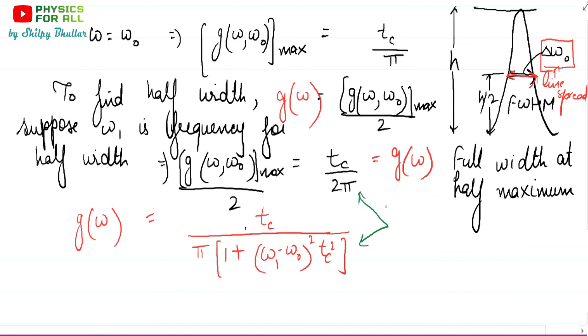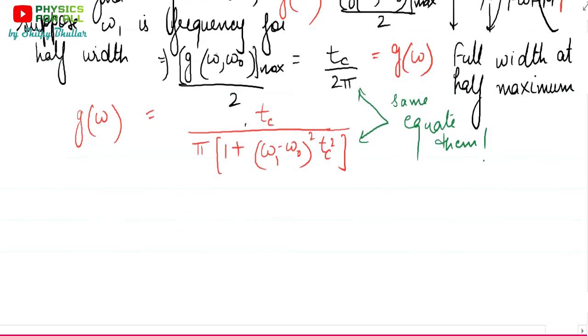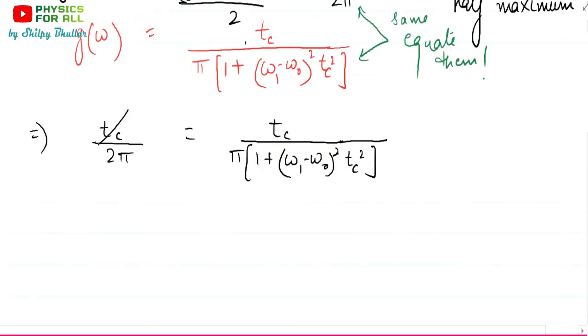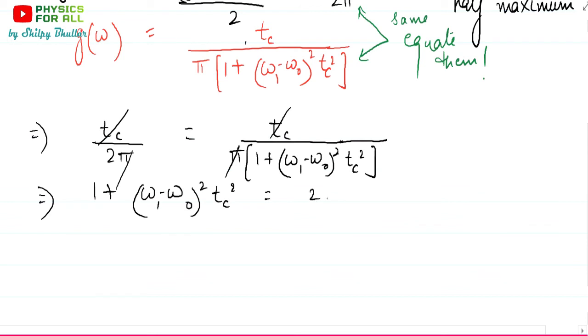These two values are the same, in the sense that we can equate them, since they both correspond to g omega. So if we equate them, what do we get? We get Tc upon 2 pi is equal to Tc upon pi into 1 plus (omega 1 minus omega naught) whole square Tc square. This Tc gets cancelled, this pi gets cancelled, and on cross multiplying we get 1 plus (omega 1 minus omega naught) whole square Tc square is equal to 2.